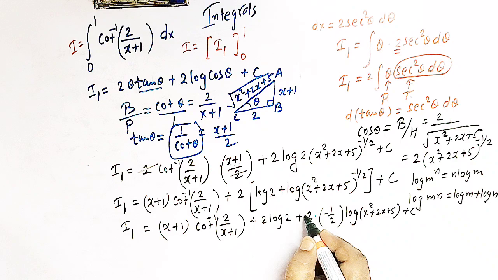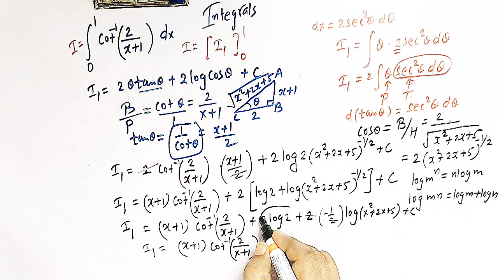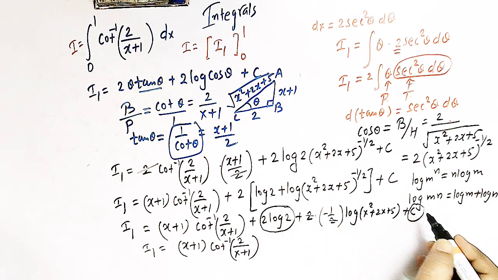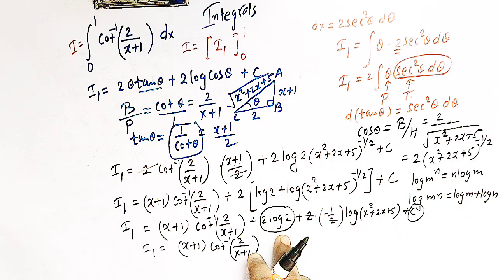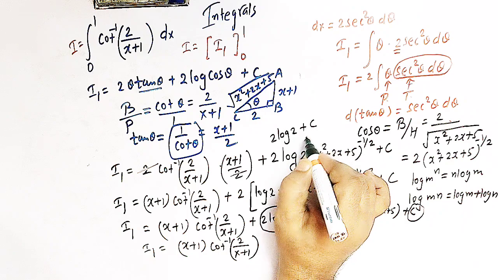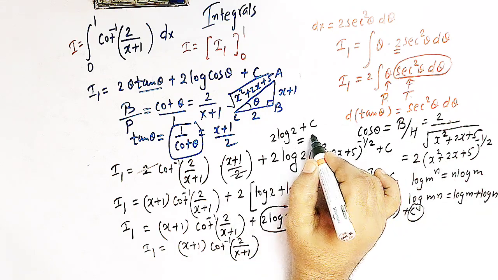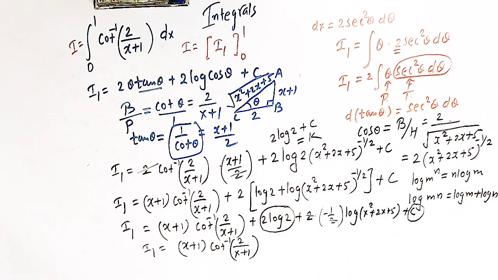So now we can cancel this 2 and this 2, and we have I1 is equal to x plus 1 cot inverse 2 over x plus 1. And now see here we have 2 log 2, which is a number that is a constant, and here we have c as the constant of integration. So we can merge these two quantities, that is 2 log 2 plus c, and we can call this expression some other constant. Let us say that constant is k, right?